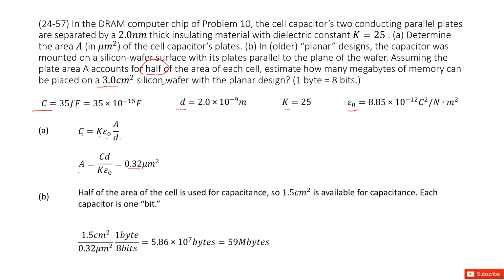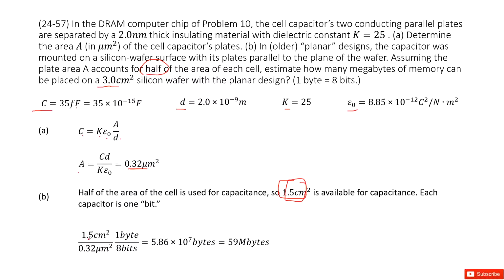So now we can see just half of the cell is used for the capacitor. So now the total area of the capacitors is 1.5 centimeters squared. Do you agree? Yes, because it tells us half. Now you can see the total area is 1.5 square centimeters, but for one capacitor, the area is 0.32 micrometers squared. Now it asks how many capacitors we have.